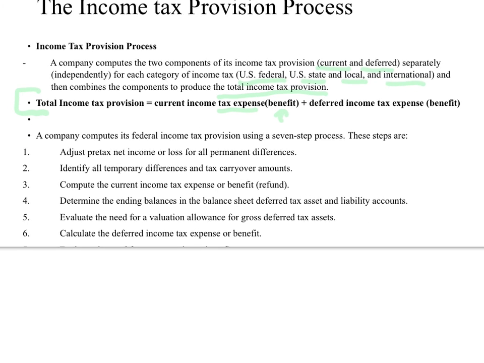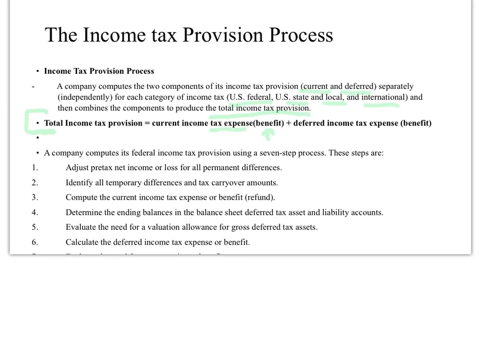There are multiple steps to this process, and I am not sure why the seventh step got cut off. So I will write the seventh step in here, and I'm going to change to a pen. The seventh step is to evaluate the need for an uncertain tax benefit reserve.